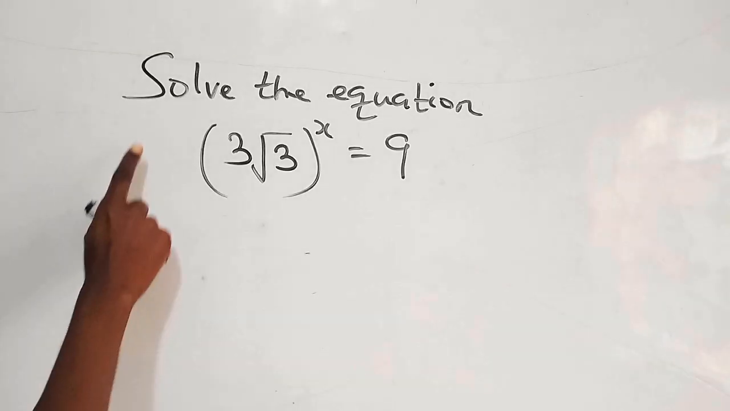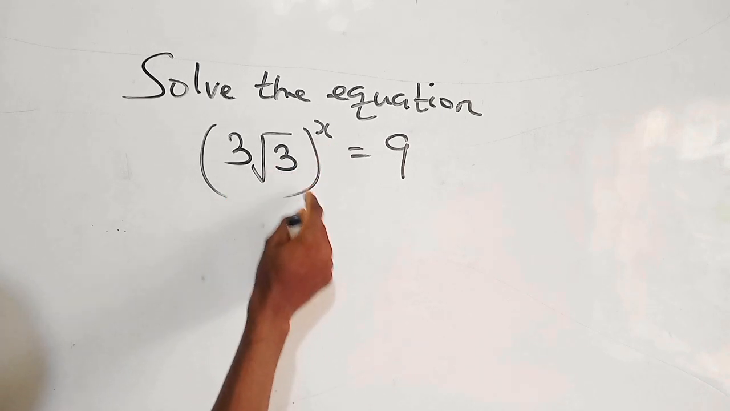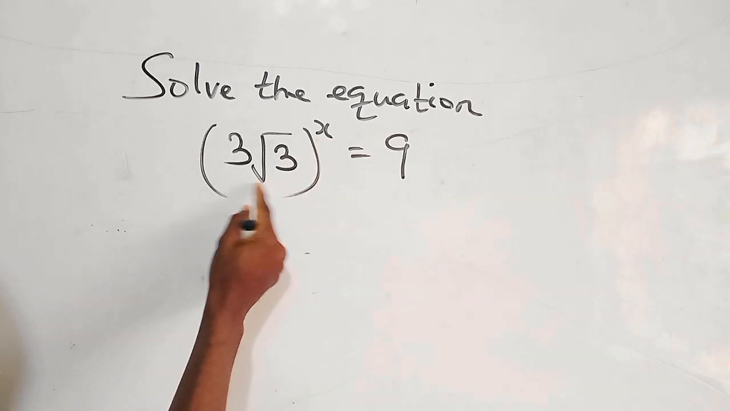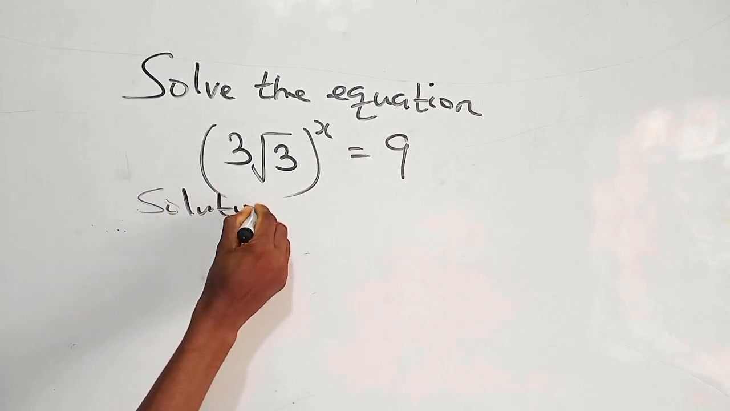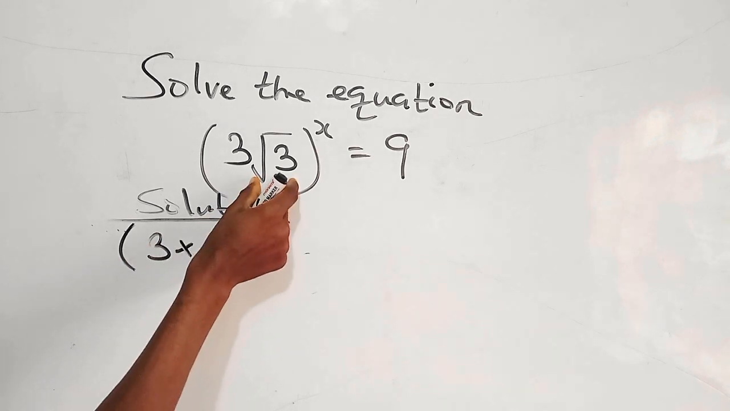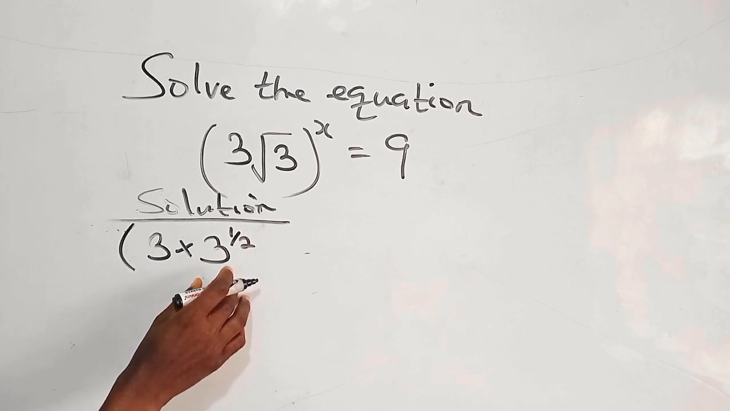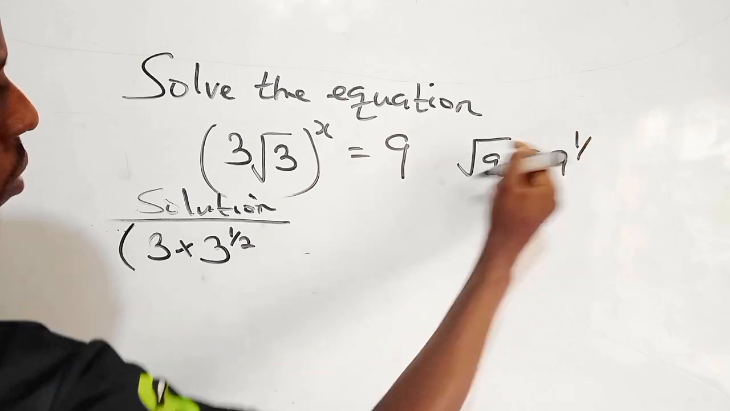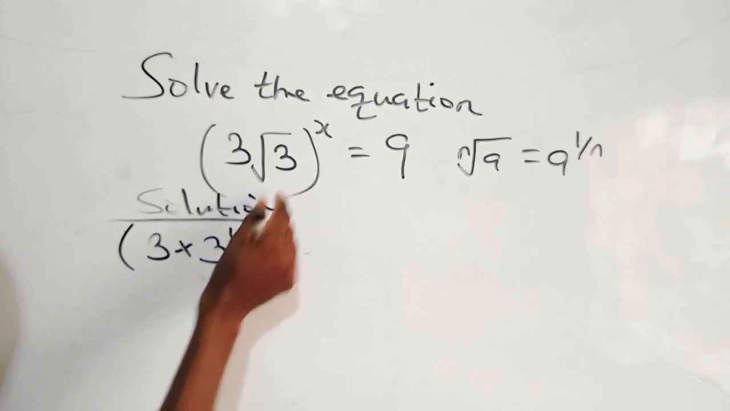The question says solve the equation. We have 3 times the square root of 3 raised to power x equals 9. When you look at this equation, we have x affecting everything in the bracket. So how do we go about this solution? I can write this as 3 times 3 raised to power half. Do not forget that when you have a root of any number, such as the nth root, it is the same as raising to power 1 over n. So when you apply this, you have this.